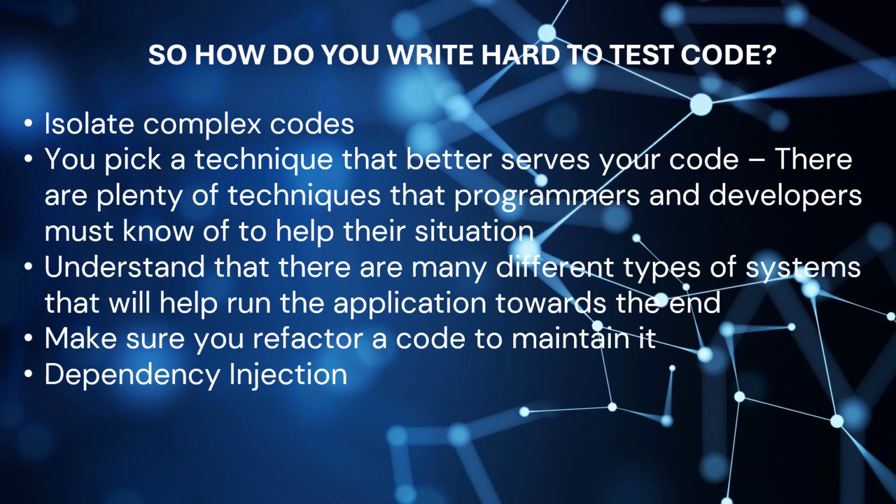So how do you write hard-to-test code? First, you isolate complex code. Second, you pick a technique that better serves your code. There are plenty of techniques that programmers and developers must know of to help their situation. Third, understand that there are many different types of systems that will help run the application towards the end. Make sure you refactor the code to maintain it. And lastly, dependency injection.